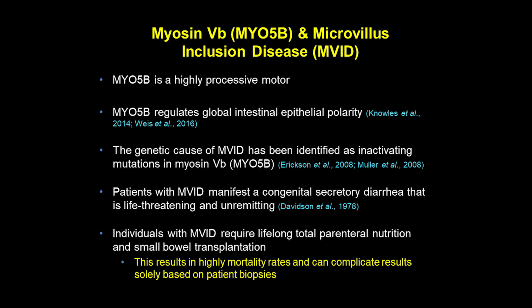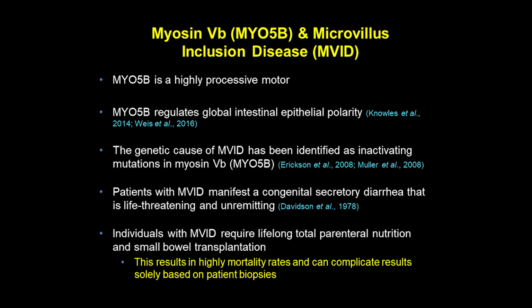The patients with this disease have a congenital secretory diarrhea that's life-threatening and unremitting, and really requires lifelong total parenteral nutrition or intestinal transplant. Transplant is actually not available for the patients of the Navajo tribe, because if you're Navajo, you will not accept transplantation because it's putting someone else's spirit into your body. So this is a really high mortality, high morbidity disease.